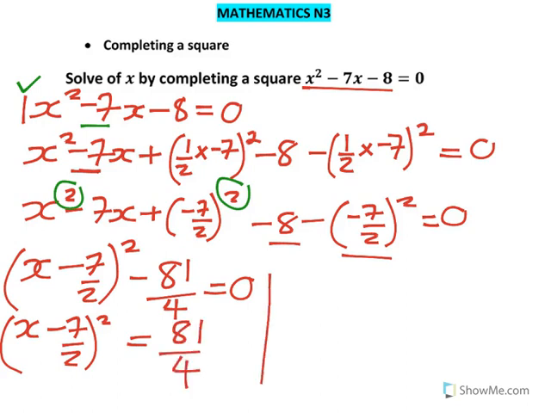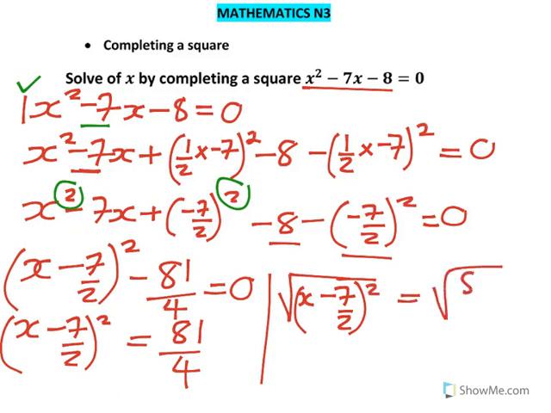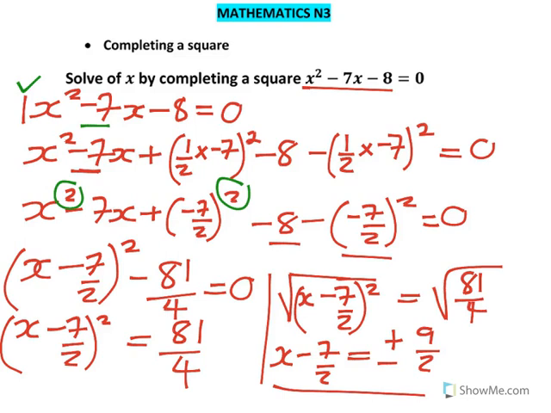I'll continue here. Remember, square rooting both sides. Square root of x minus 7 over 2 squared is equal to square root of 81 over 4. So you're going to have now x minus 7 over 2 is equal to plus or minus square root of 81 over 4, that is 9 over 2. So you're going to have again two answers, the one positive and the other negative. Then you get like the previous version.